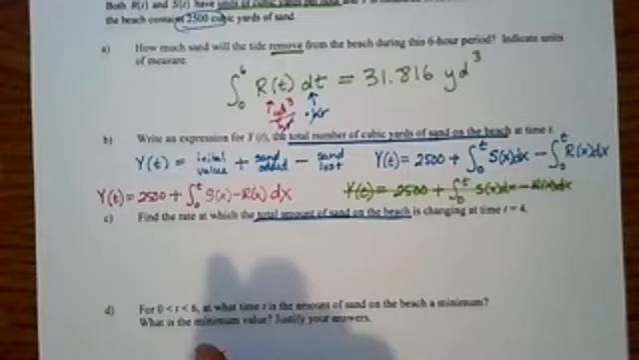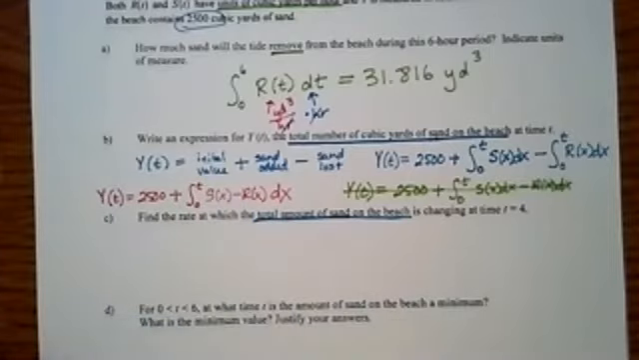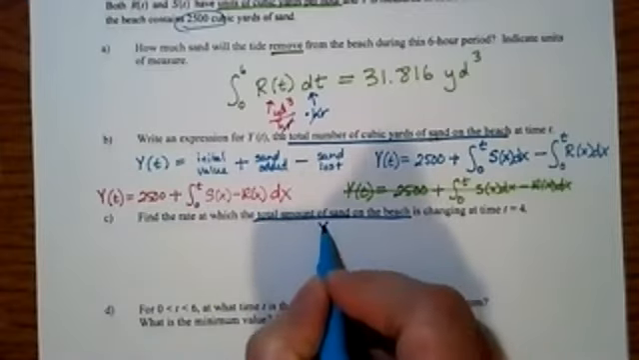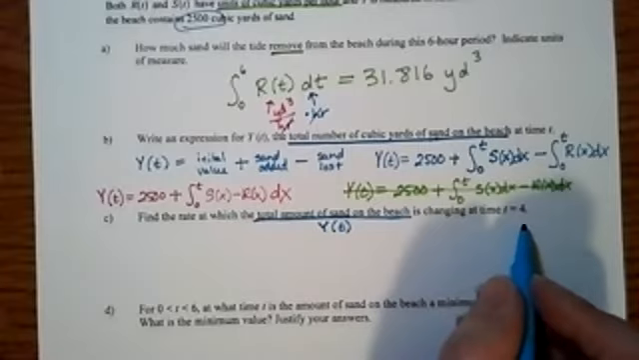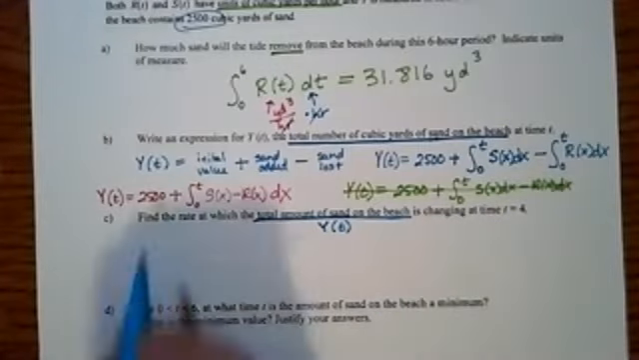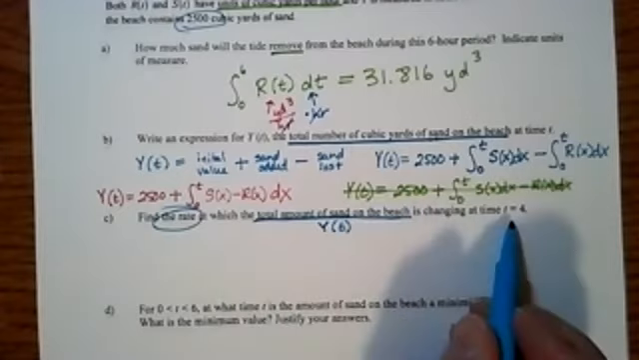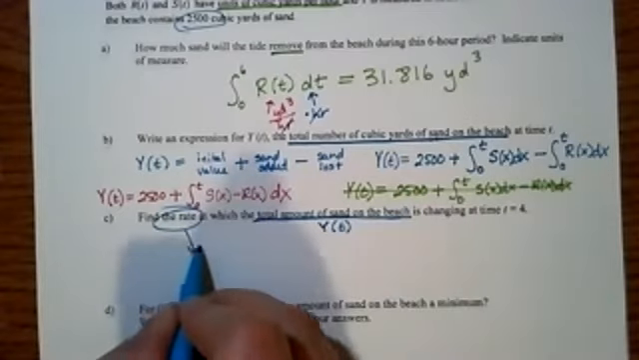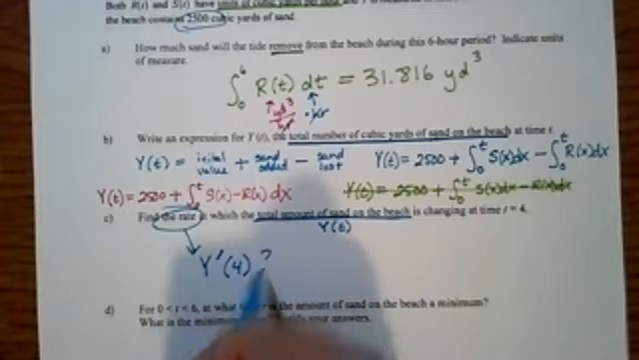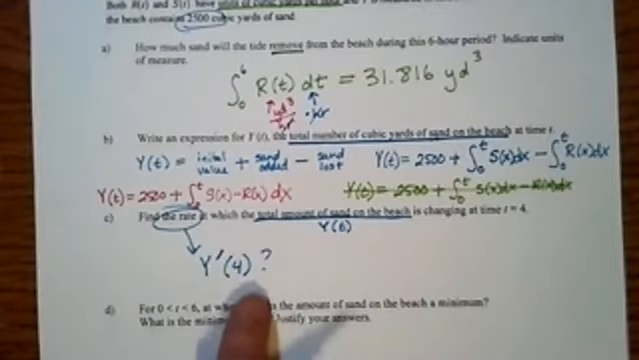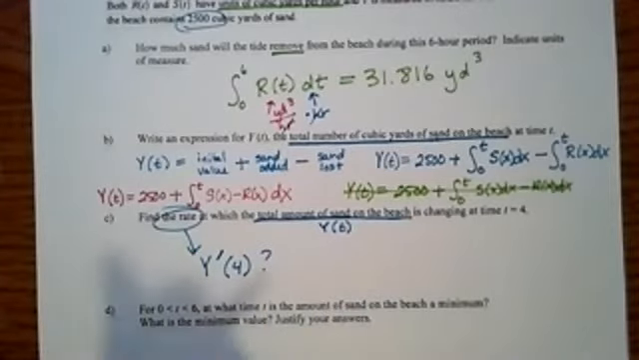All right, so if you decided that, yeah, we do because we just figured it out up here in part B, you're exactly right. Y of t is the total amount of sand that's on the beach at any given time. We're going to need it at time 4. So what is this question really asking me to do? Find the rate of change in y of t at time 4. Well, that sounds to me like figure out the derivative of y at time 4. The rate of change in y at time 4. Okay, so that should be pretty easy to do.